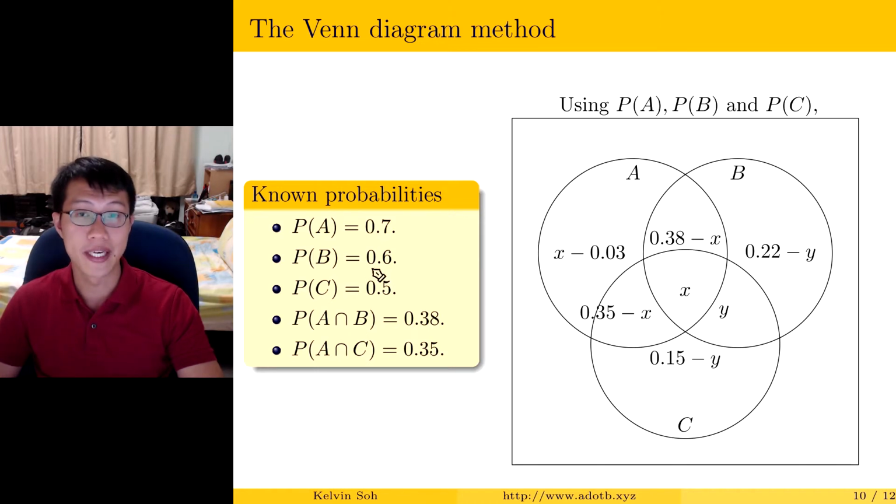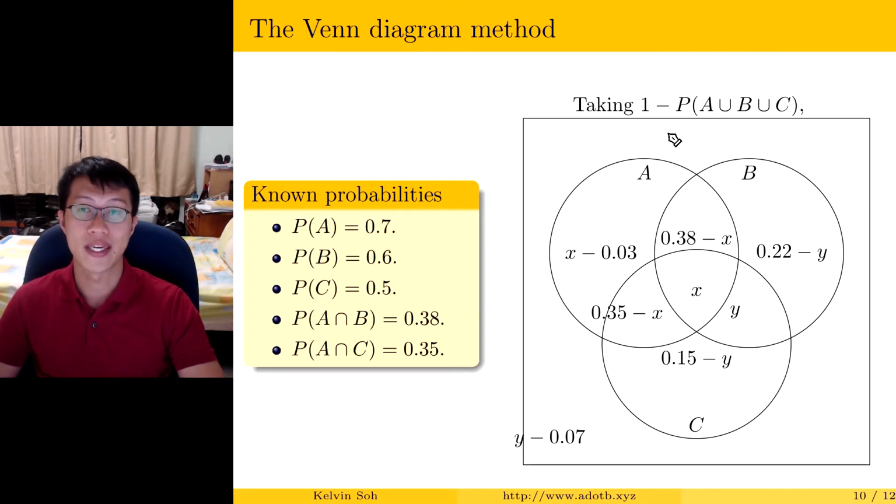Similarly, using P(B) is 0.6, 0.6 minus this, minus x, and minus y will get us 0.22 minus y. And P(C) is 0.5, so 0.5 minus these three quantities over here will get us 0.15 minus y. Not forgetting the region outside. So now we take 1 minus every single term we see inside the Venn diagram. It will be a bit tedious, but if you work it out, we should obtain the value of y minus 0.07. Do try it out on your own.